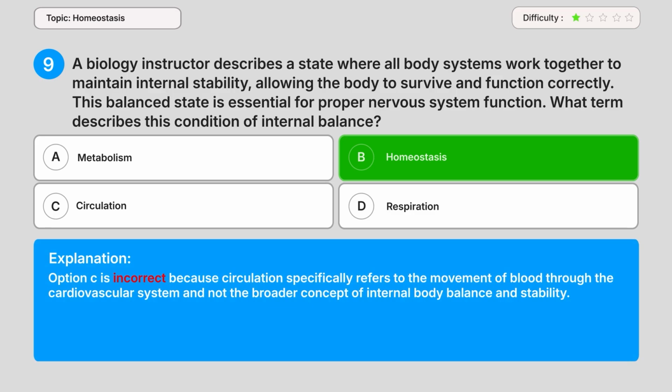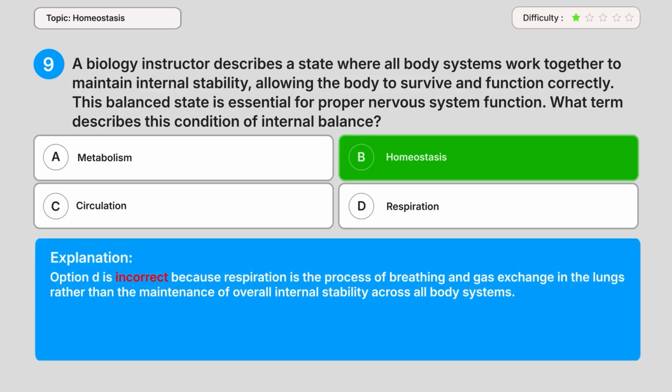Option C is incorrect because circulation specifically refers to the movement of blood through the cardiovascular system and not the broader concept of internal body balance and stability. Option D is incorrect because respiration is the process of breathing and gas exchange in the lungs rather than the maintenance of overall internal stability across all body systems.